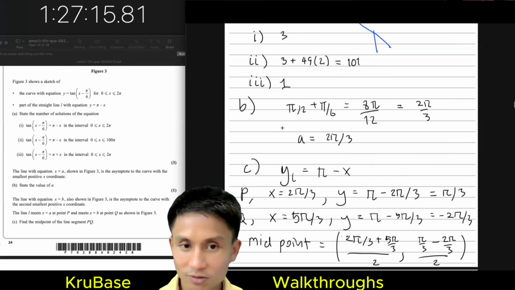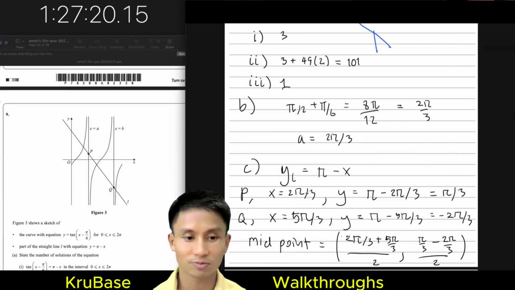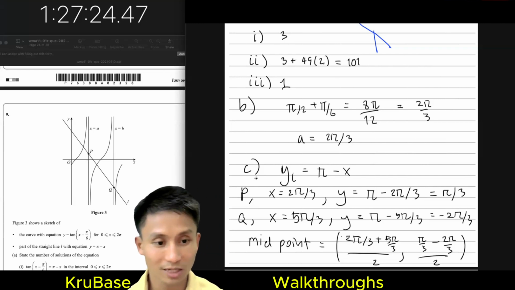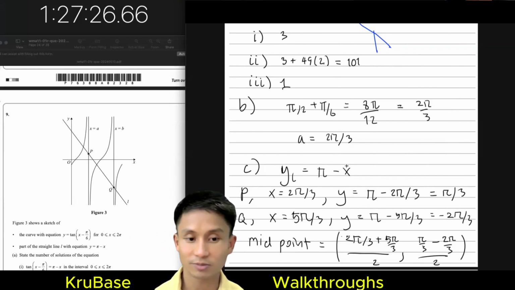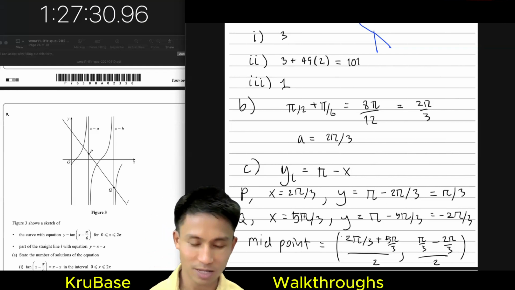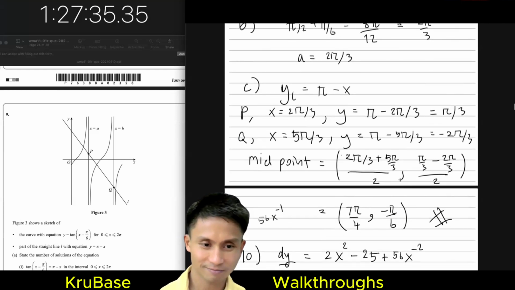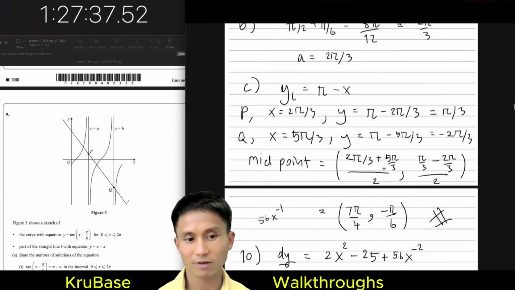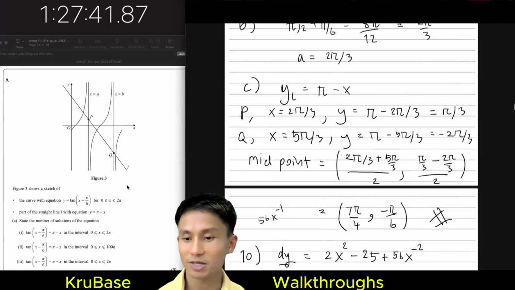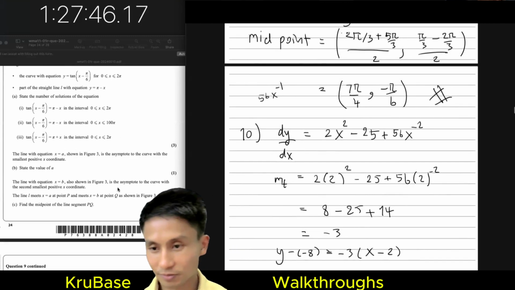And then you're going to have to solve for part C, right? X equals 2 pi over 3 on the line. And the line equation is pi minus x. So I get pi over 3 from that. X being 5 pi over 3, I get that. So that's fine. 2 pi over 3 plus 5 pi over 6. And this is to find the midpoint between the PQ section. I'm okay with that too.